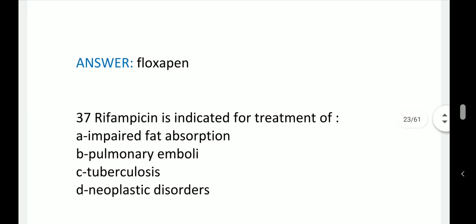Question number 37. Rifampicin is indicated for treatment of option A, impaired fat absorption. Option B, pulmonary emboli. Option C, tuberculosis. Option D, neoplastic disorders.